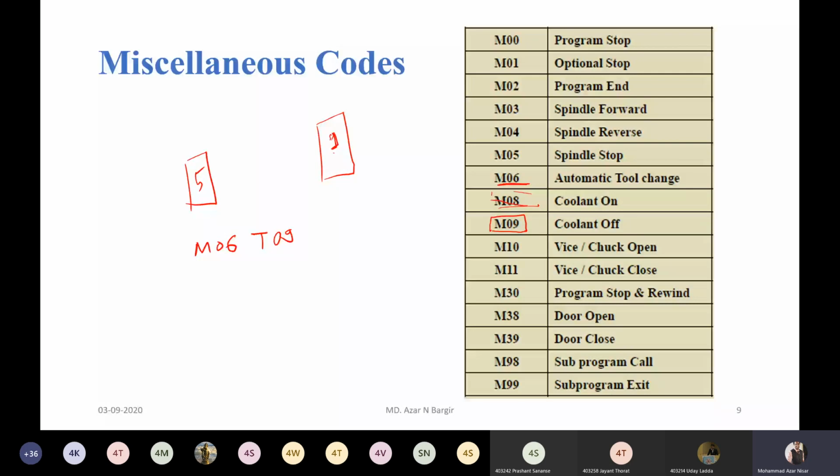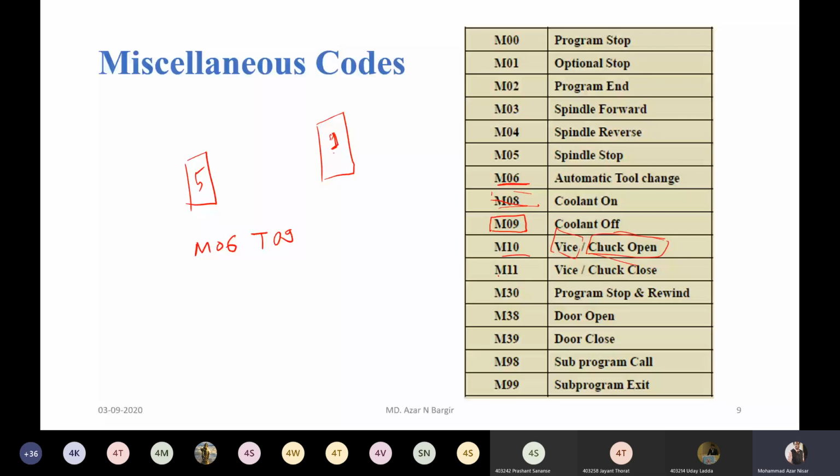Then to open your vice, if a VMC machine vice is there, and for chuck open, if a turning center or HMC is there, this M10 code is used. And again the vice versa of this, that is for close, the chuck close M11 is used. I have explained this M30.